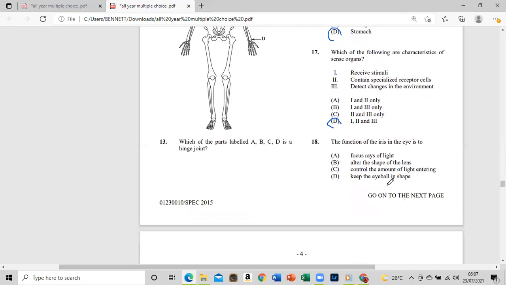The function of the iris in the eye is to, is it A, focus rays of light, B, alter the shape of the lens, C, control the amount of light entering? Those are the functions of the pupil, right? So let me see. And the iris controls the pupil. So 18 would be C, control the amount of light entering.